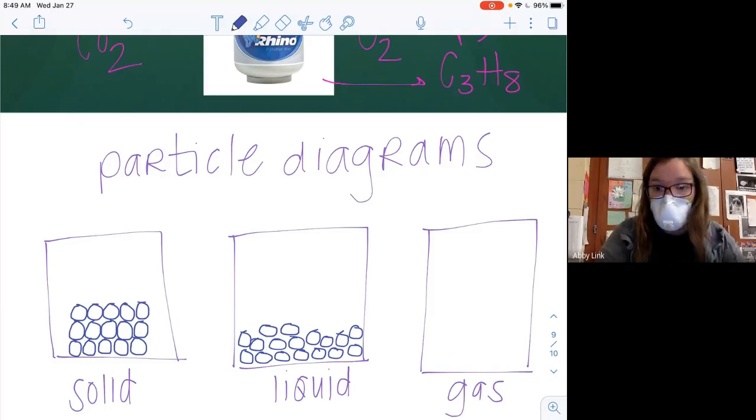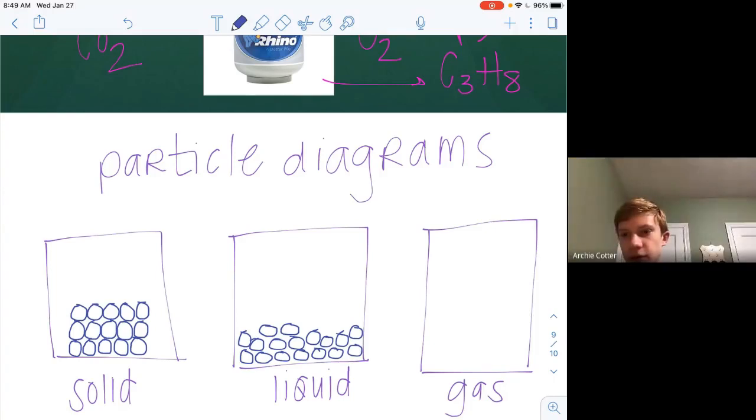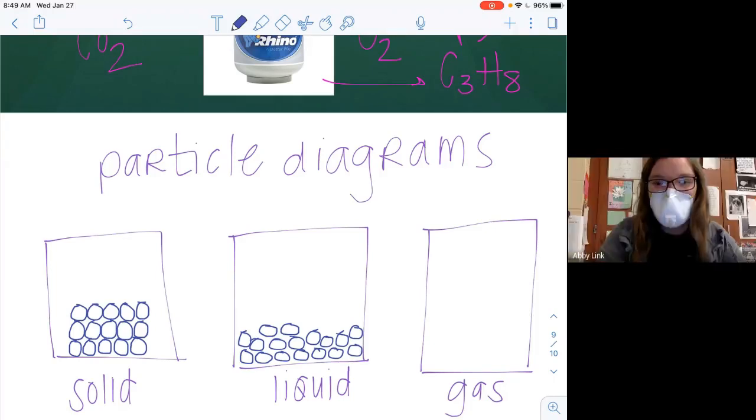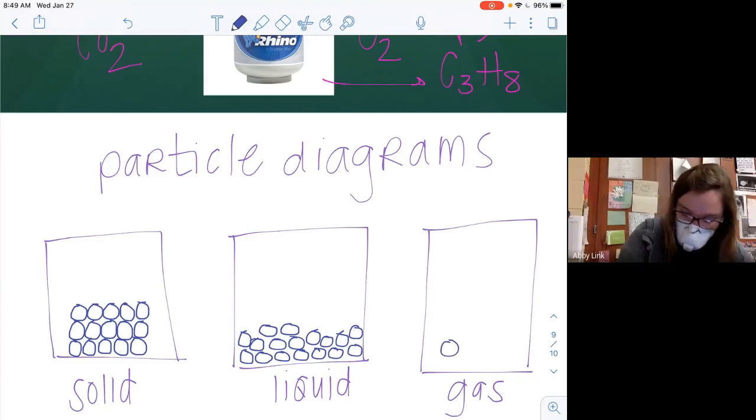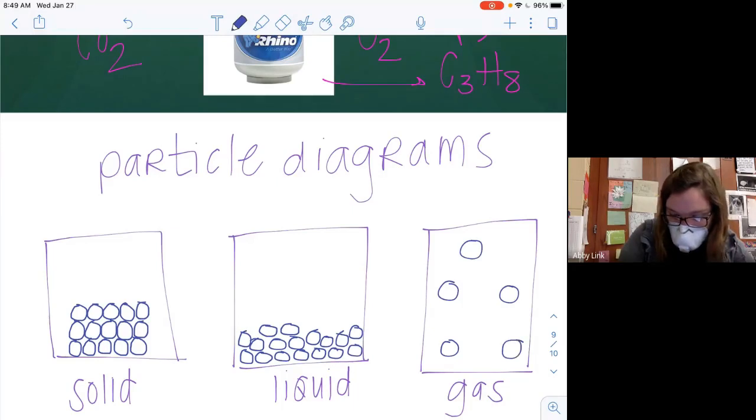All right. What about our gas? What do you guys want to say about that? I kind of just made it crazy and all over the container. Crazy and all over the container. Yeah, I really like that. So we'll kind of draw one up here, maybe one up here, maybe one over here, over here, over here.